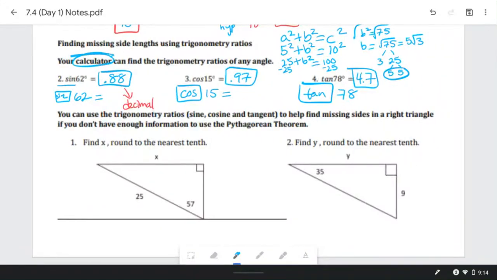So again, these are just using your calculator. You'll need a scientific calculator for that.